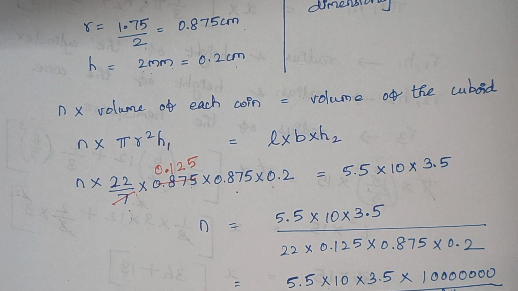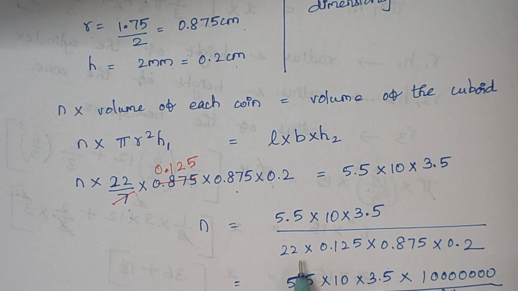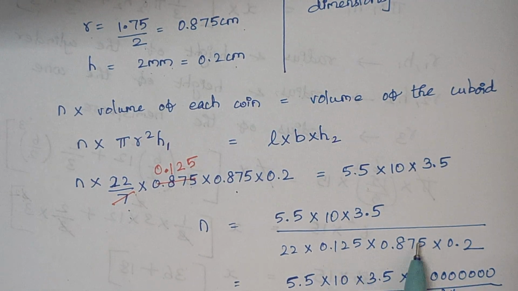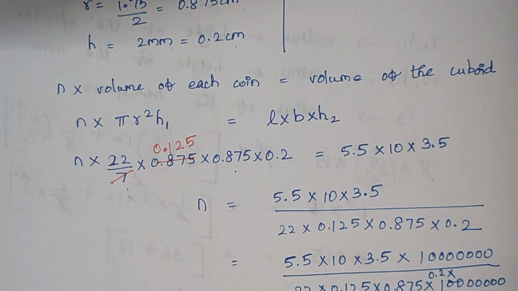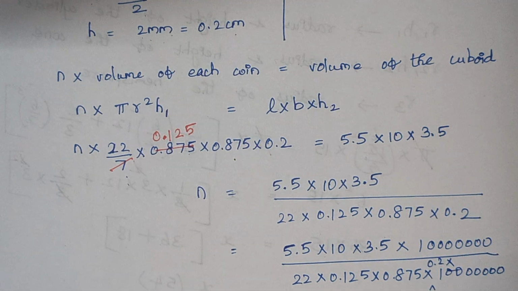Again, in order to remove the decimal points, just count how many decimal places there are. In the numerator, I have only 2, but in the denominator I have 3, 3 and 1. So 3 plus 3 is 6, 6 plus 1 is 7. So I have to multiply by 1 with 7 zeros. I am multiplying and dividing by 1 with 7 zeros. 1, 2, 3, 4, 5, 6, 7.